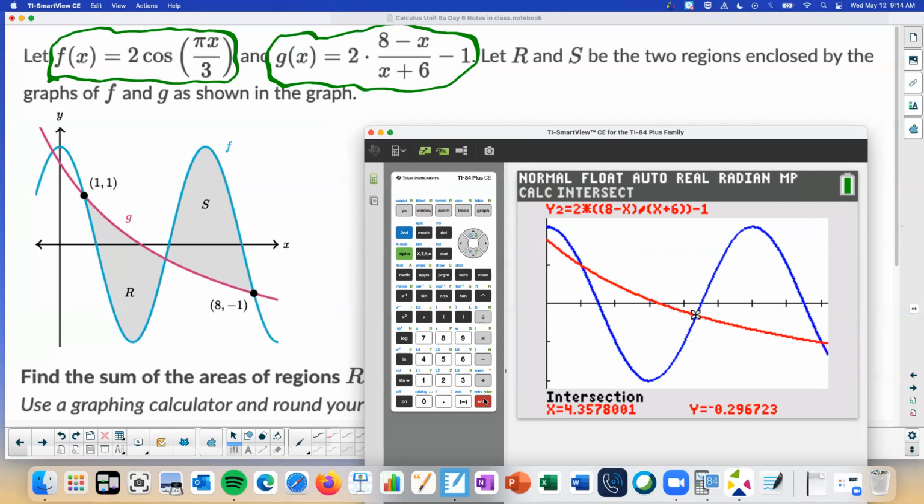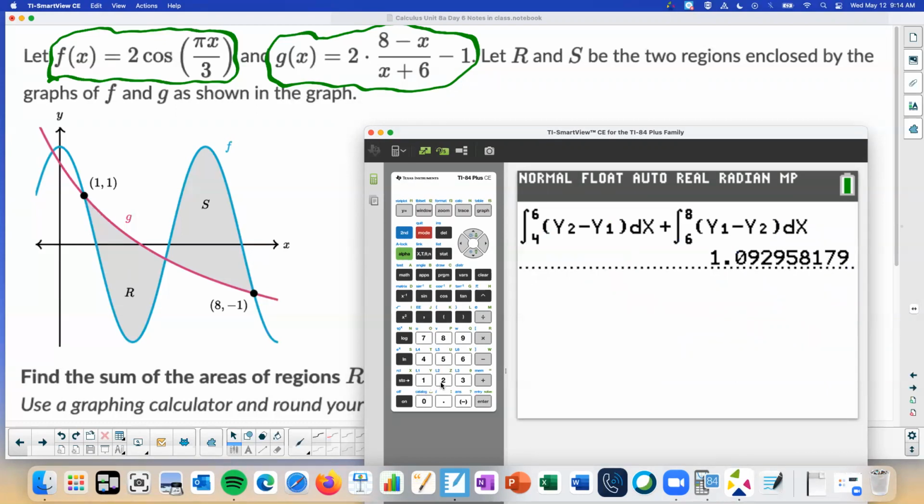The downside is there's no way around this, that you just have to write it down by hand. There's no way for the calculator to copy that. 4.3, 5, 7, 8, 0, 1.